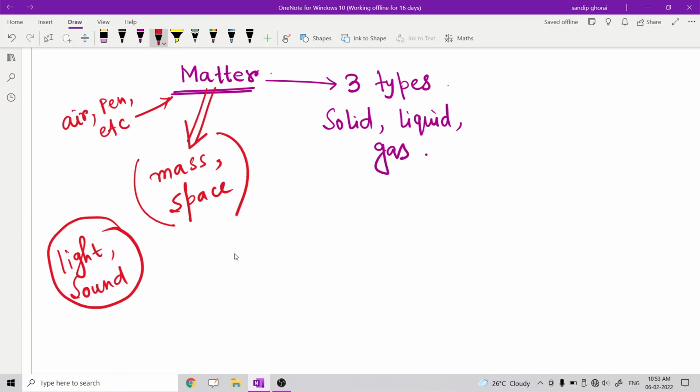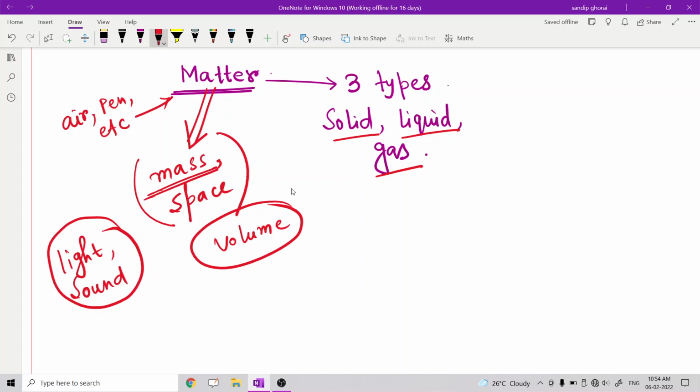There are three types of matter: the first one is solid, second is liquid, and the third is gas. The space occupied by any matter is called volume. And mass is basically the quantity of matter present in a particular object. Mass is a scalar quantity, which means it does not depend on direction, it has only magnitude.